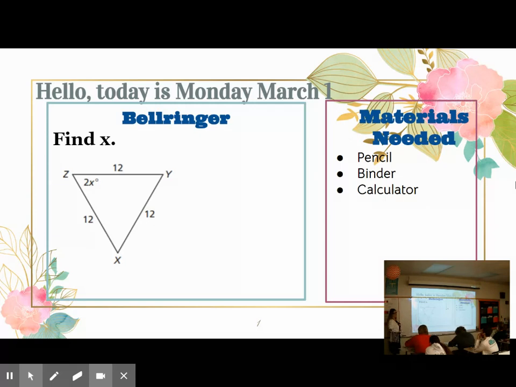What other questions do you have for me on the bell ringer? Okay. You can put that bell ringer away. I need you to get out Friday's bell ringer, and before you turn it in, I'm going to show you what the correct answer should have been. And hopefully this is what you got on it.